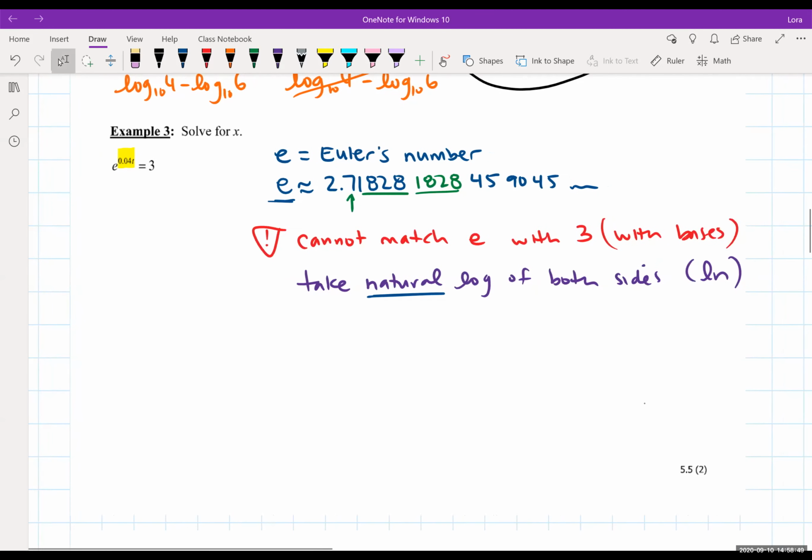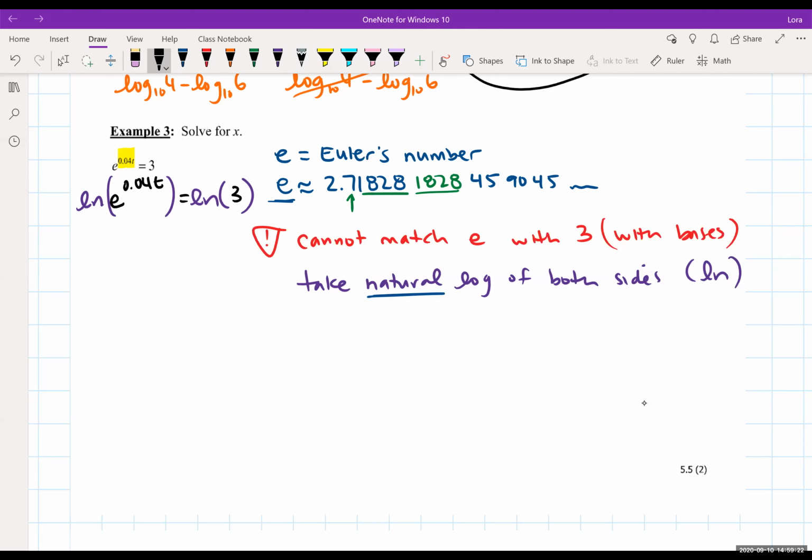So showing that with you, I take the natural log of e to the 0.04t equals, I'll be a little more detailed there. There we go. Natural log of 3. I am running into my writing. You probably won't have all this writing for yourself. It was just me showing off, I guess.